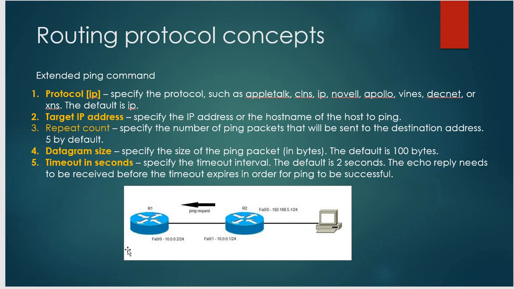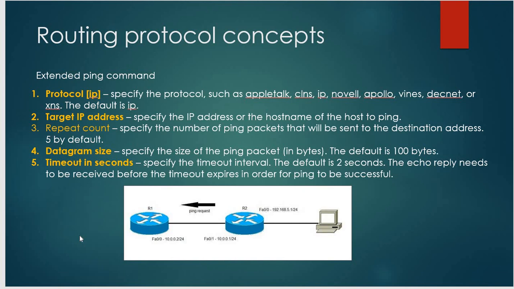Number two is the target IP. So here, this is the source router and this is the target router. If we want to ping from here to this, then we have to specify the target IP address of this one. Then the repeat count. Repeat count means specify the number of ping packets which will be sent to the destination, by default 5 times. So how many times the send and reply is repeated. Those are the ping packets.